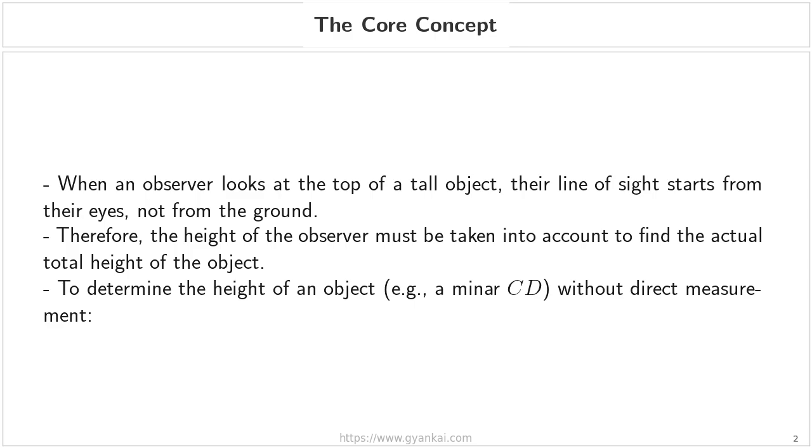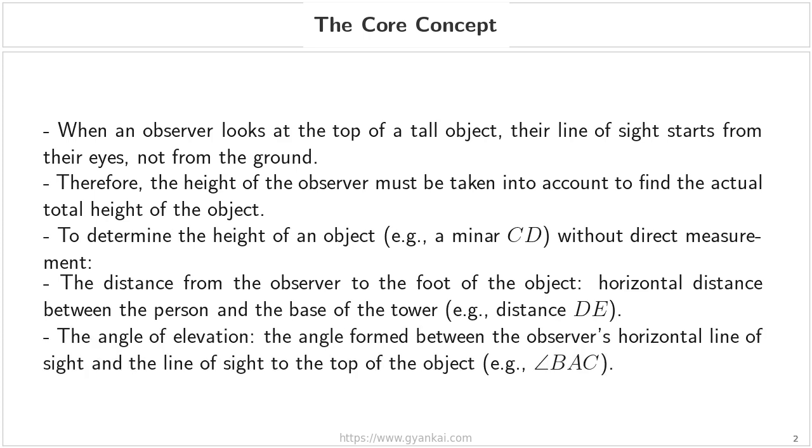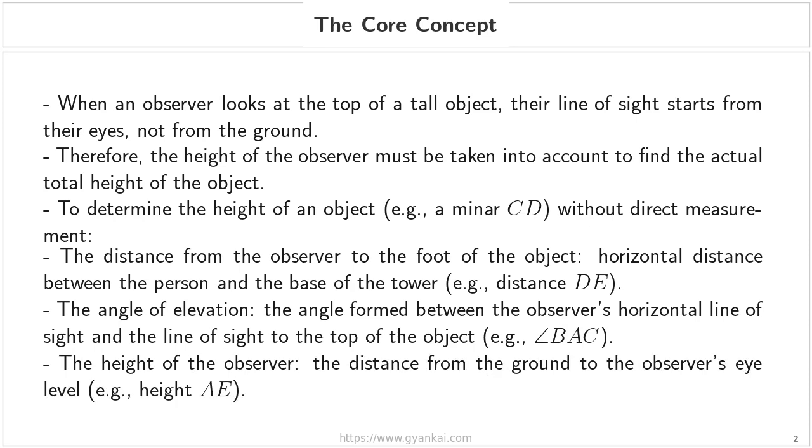So, if we want to determine the height of an object, let's call it CD, without actually climbing it, we need three specific pieces of information. First, we need the distance from the observer to the foot of the object. This is the horizontal distance on the ground between you and the base of the tower, which we can label as distance DE. Second, we need the angle of elevation. This is the angle formed between your horizontal line of sight, the straight line looking out from your eyes, and your line of sight looking up toward the top of the object. We can represent this angle as angle BAC. And finally, we need the height of the observer. This is the vertical distance from the ground up to your eye level, which we will denote as height AE.